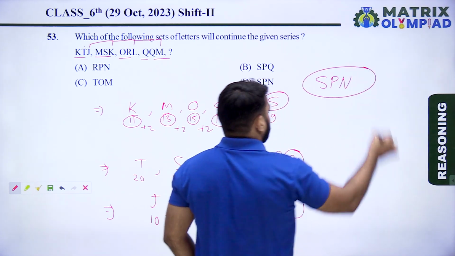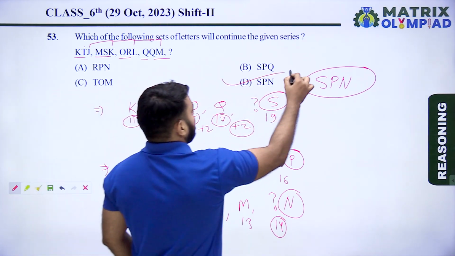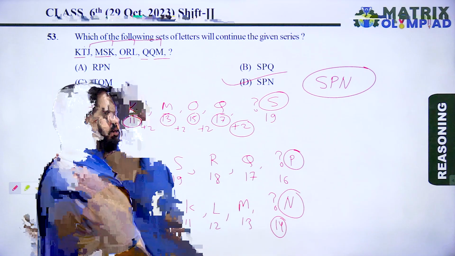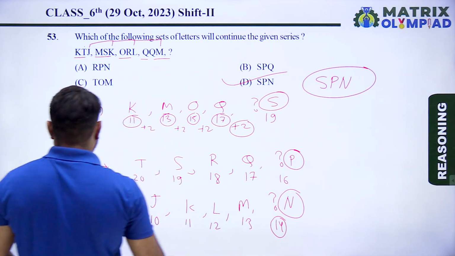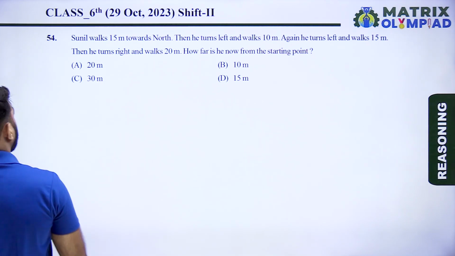So the missing term is SPN. So here option D is the correct missing term of the given series. So let's move on to the next question. The next question is question number 54.